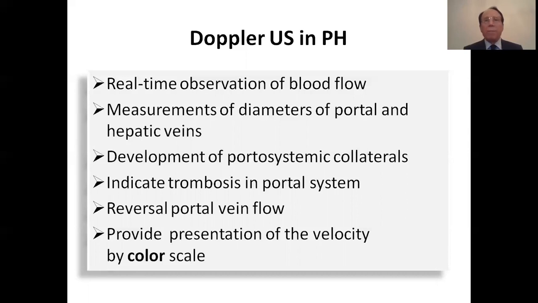Portal hemodynamics are predictive markers of outcomes in cirrhosis. Lower velocity, less than 12.8 centimeters per second in the portal vein trunk, in compensated cirrhosis predicts decompensation, and reverse portal flow in decompensated cirrhosis predicts poor prognosis. Also, it provides presentation of the velocity by color scale, but the ability of Doppler ultrasound to predict the severity of portal hypertension may still be debated due to the lack of definitive parameters.